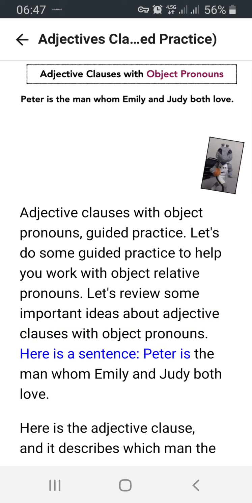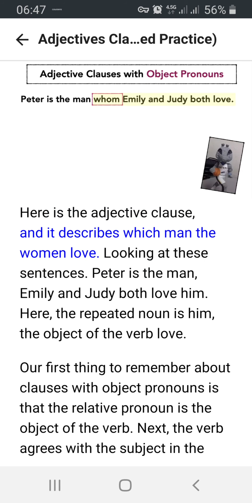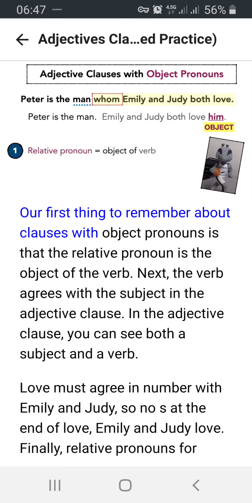Here is a sentence. Peter is the man whom Emily and Judy both love. Here is the adjective clause, and it describes which man the women love. Look at these sentences. Peter is the man. Emily and Judy both love him. Here, the repeated noun is him, the object of the verb love. So our first thing to remember about clauses with object pronouns is that the relative pronoun is the object of the verb.